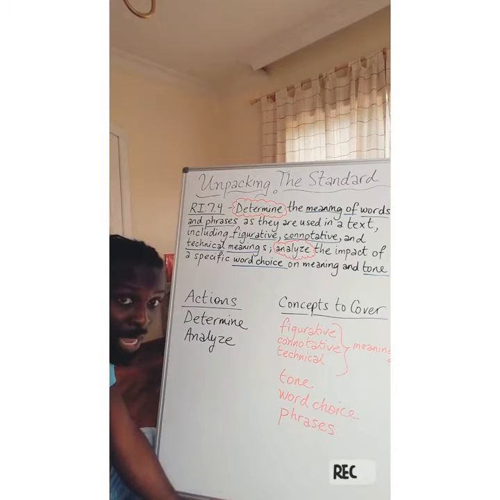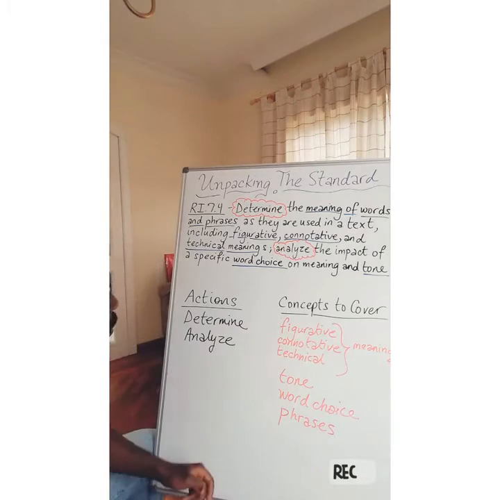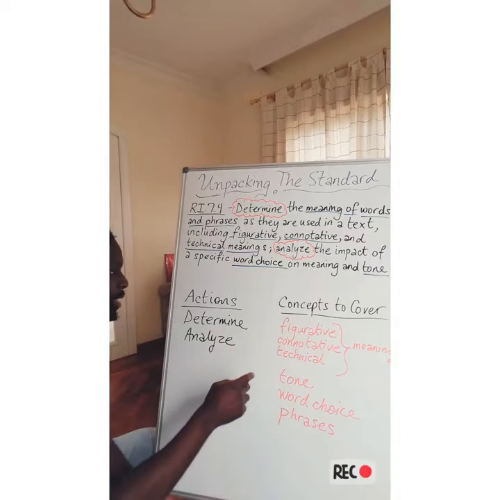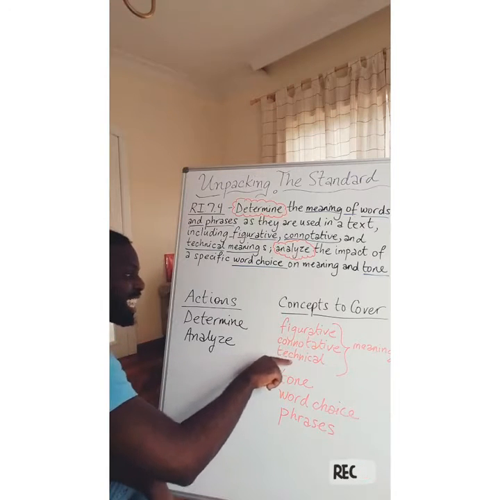If you use Cambridge curriculum, you can do the same for that as well. But you want to figure out what students need to know. So the big idea here is to determine the meaning of words and phrases. So I'm looking here at the types of meanings there are. There's figurative meanings, connotative meanings, and technical meanings, right?